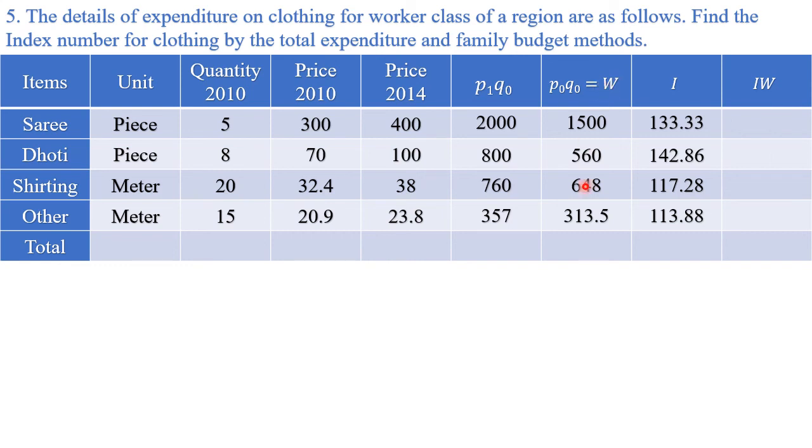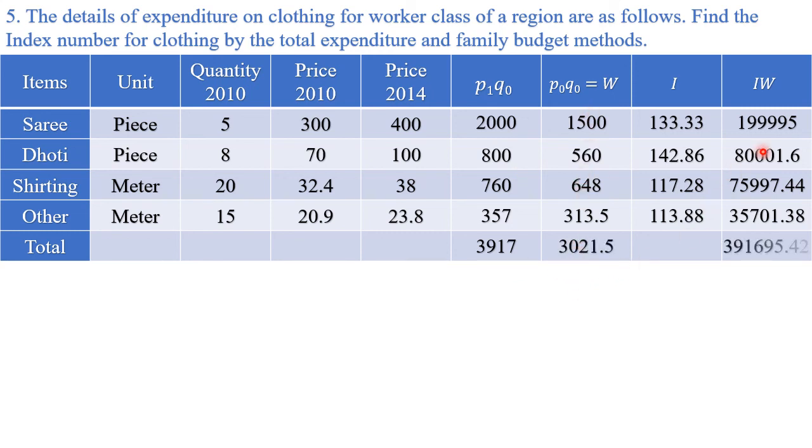Index number multiplied by W. So multiply these two columns, you get big answers. 1,99,995, then 80,001.6, then 75,997.44, then 35,701.38. We need a total of P1Q0, a total of P0Q0, and a total of IW. So P1Q0 total is 3917, P0Q0 total is 3021.5, and IW total is a bigger one, 3,91,695.42. Now maybe you are wondering, how do we get the same answer?